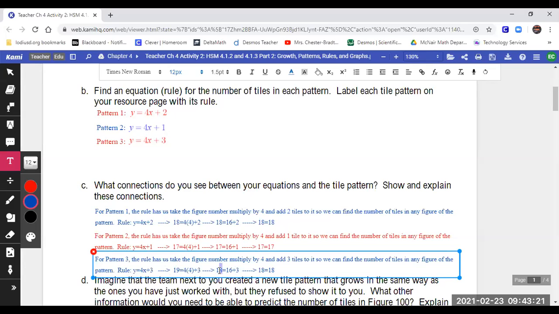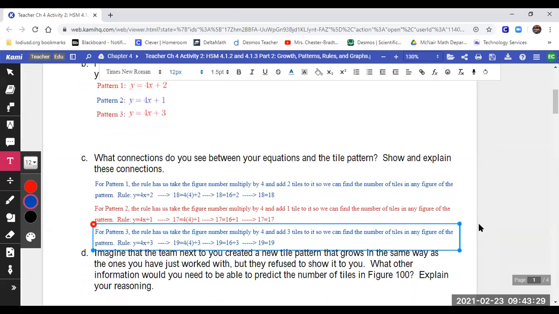So you describe it and then you verify it. That's what they wanted you to do. Okay. Are we good with that? Not a big deal.